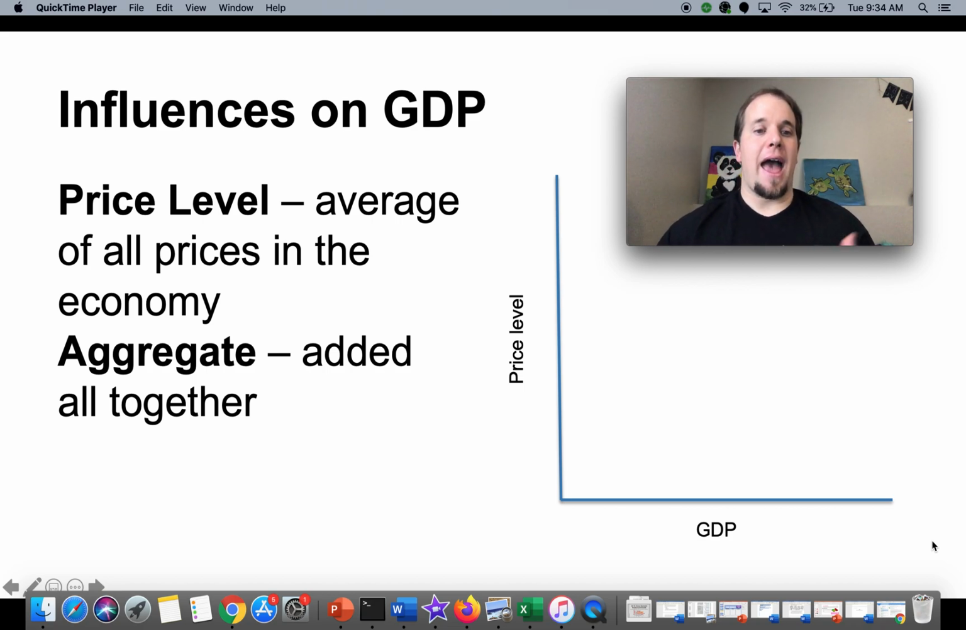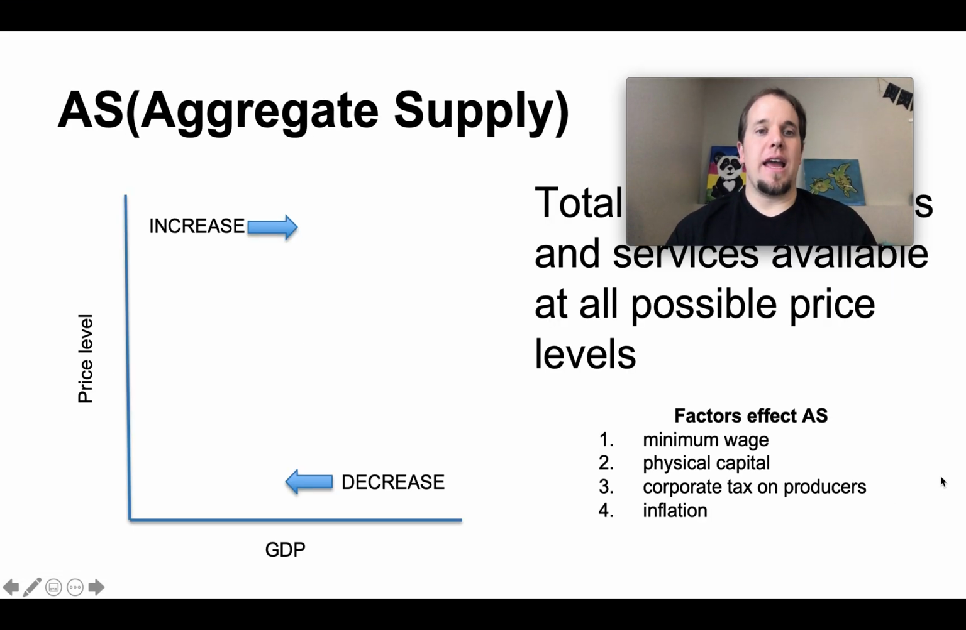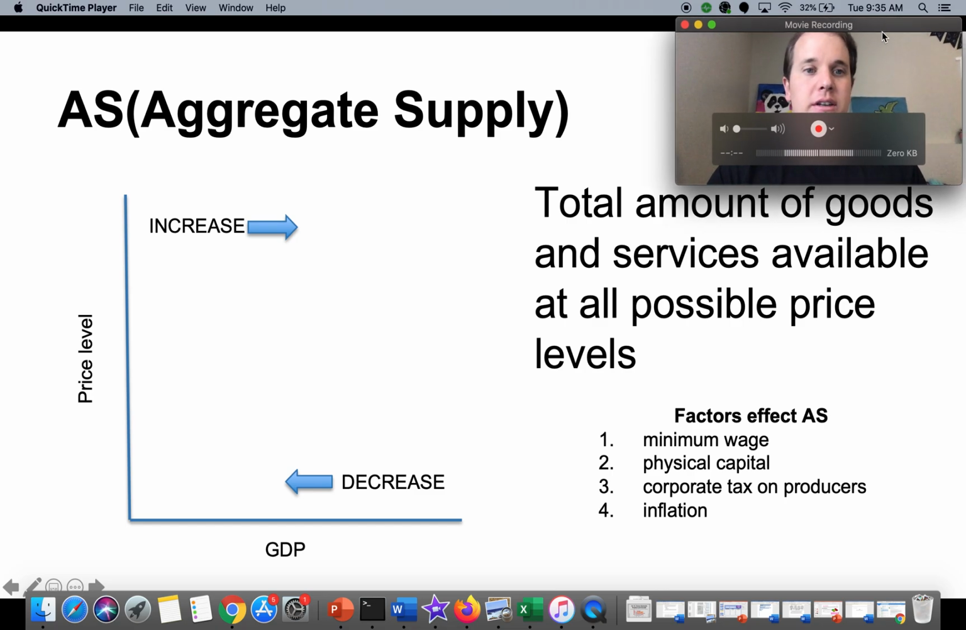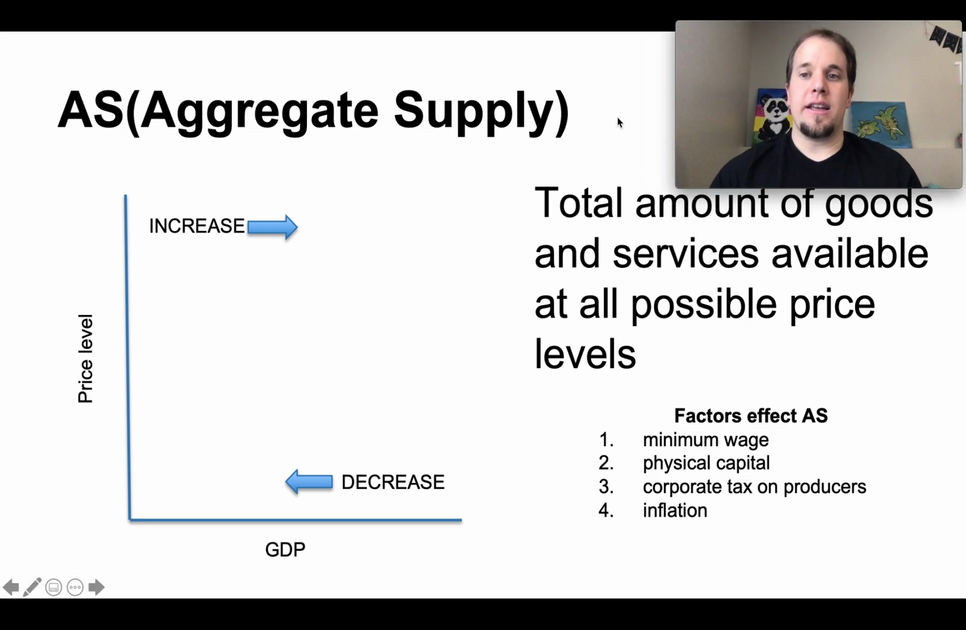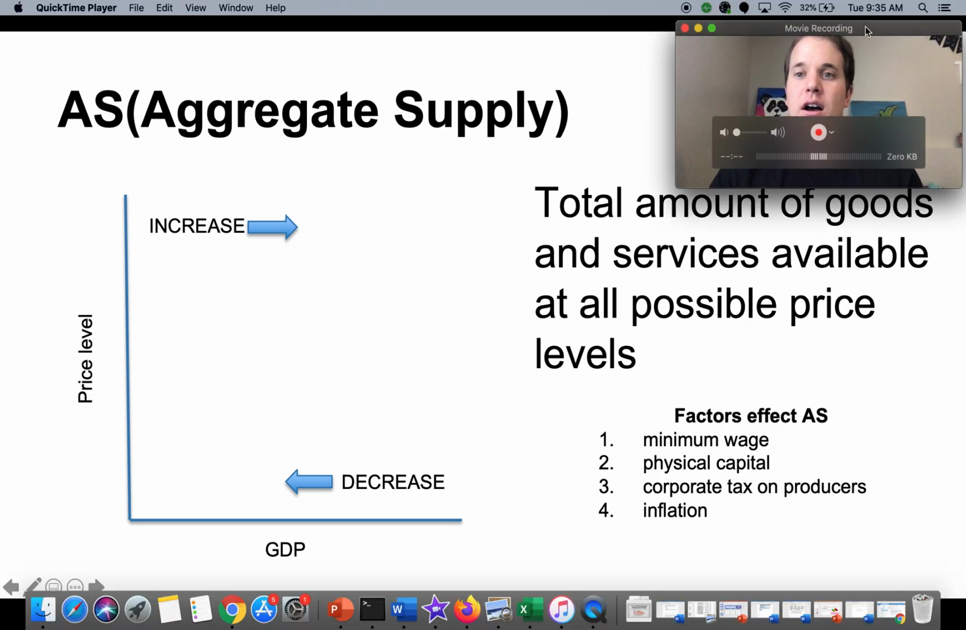And we use a term called aggregate. Aggregate means total amount. On my next video, we're going to discuss different factors that move the aggregate supply and aggregate demand. So this is the end of section 1 of chapter 12.